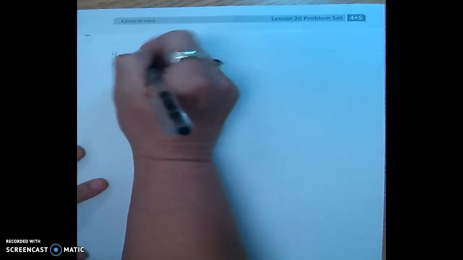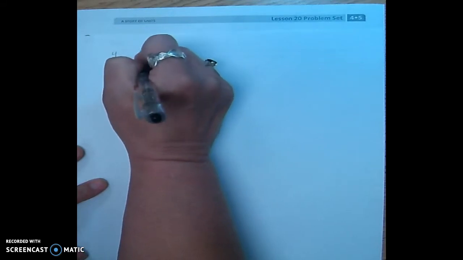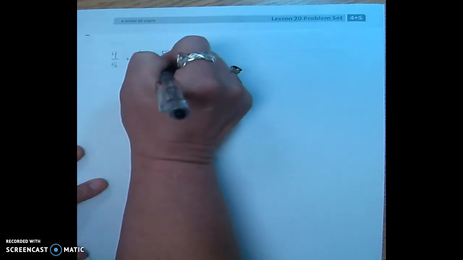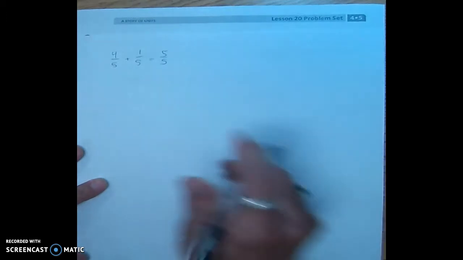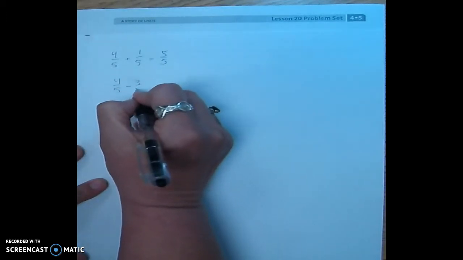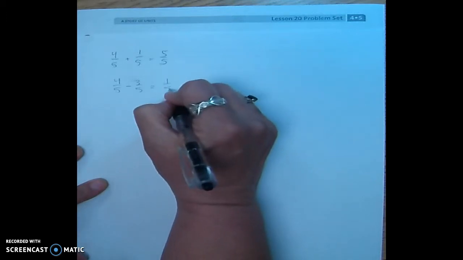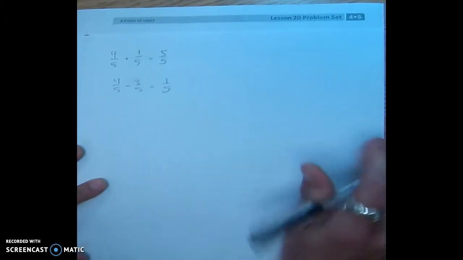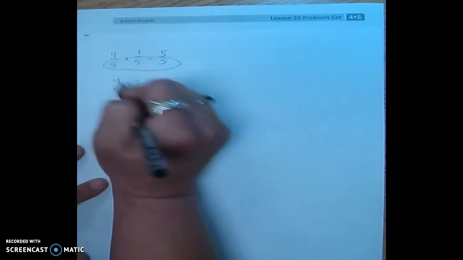So, we've done a lot of work with adding 4/5 plus 1/5 equals 5/5. Or 4/5 minus 3/5 equals 1/5. But the denominators have always been the same.